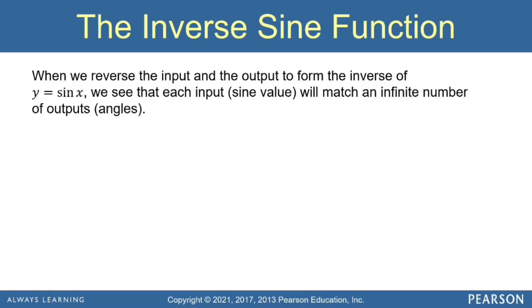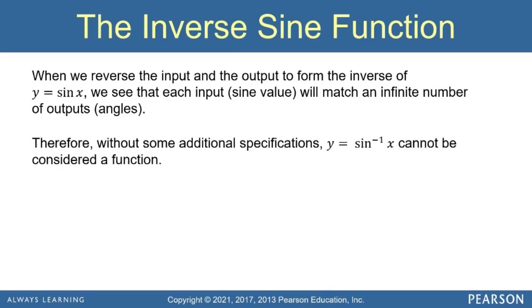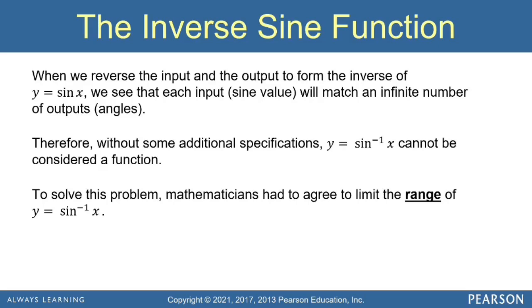The problem is that when we reverse the input and the output to form the inverse of y equals sine of x, we see that each sine value that we input will match an infinite number of angles that should be outputs, and therefore each input matches more than one output, and that disqualifies this from being a function. So without some additional specifications, y equals sine inverse of x cannot be considered a function. So to solve this problem, mathematicians had to agree to limit the range of y equals sine inverse of x.